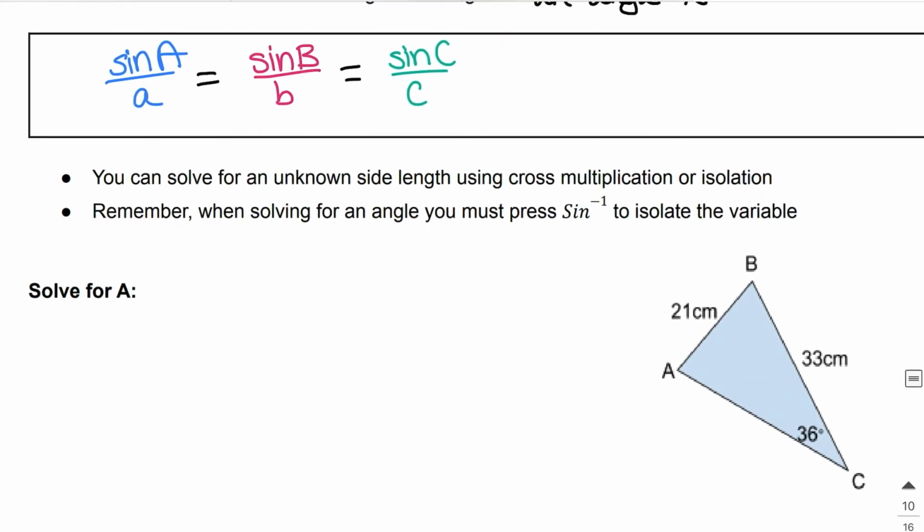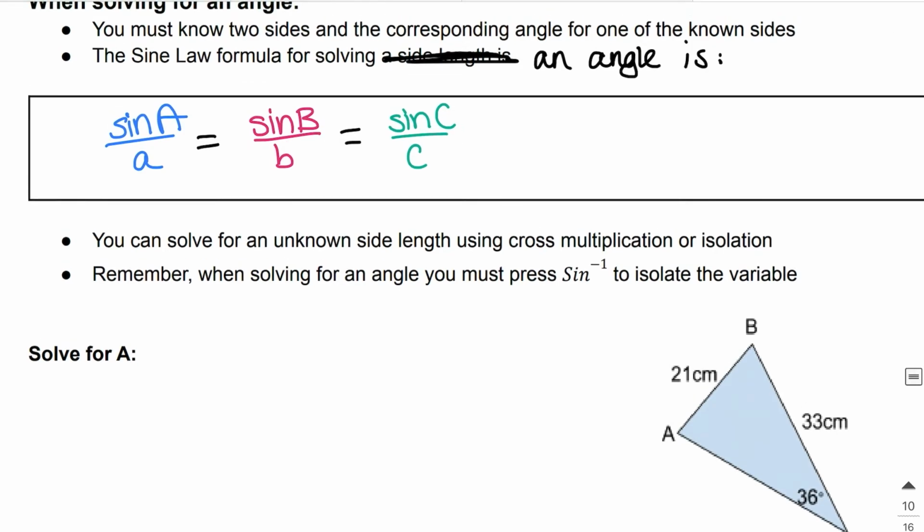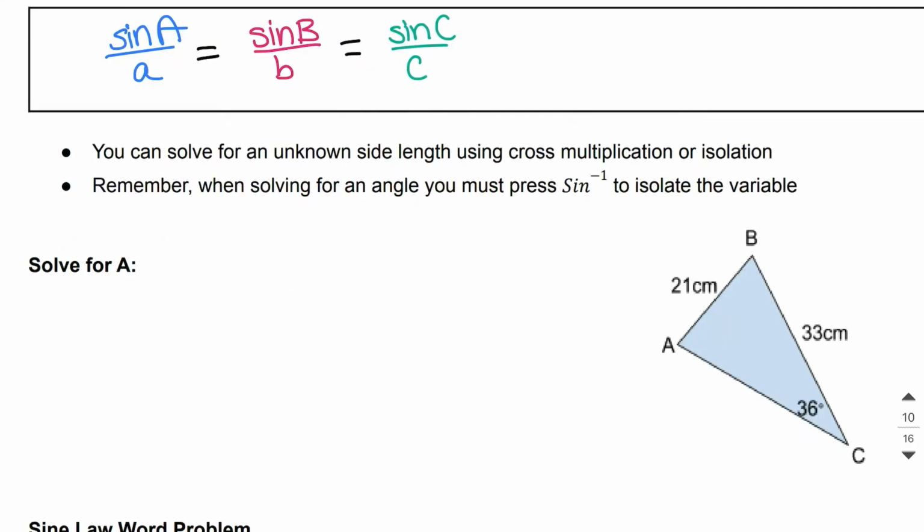Okay, so you can solve for an angle or an unknown side length using cross multiplication or isolation, just like we said before, but eventually we're going to have to use inverse sine, and I'll explain what I mean by that. So here we want to find our angle. The angle that we want to know is angle A right here. This is our x, this is what we don't know. So the angle that we want to find out is angle A.